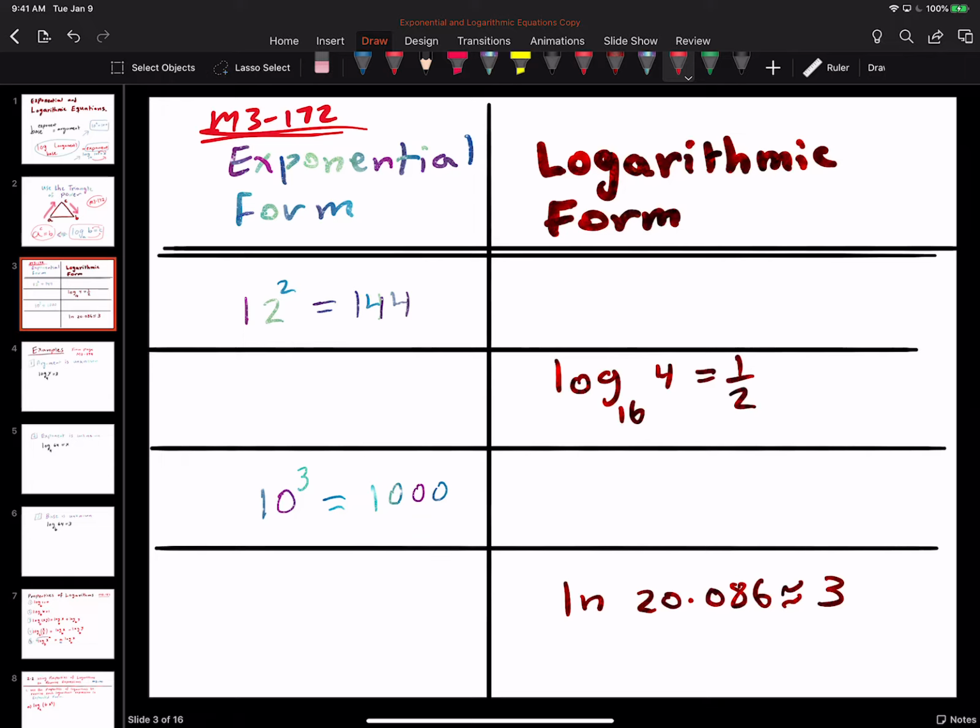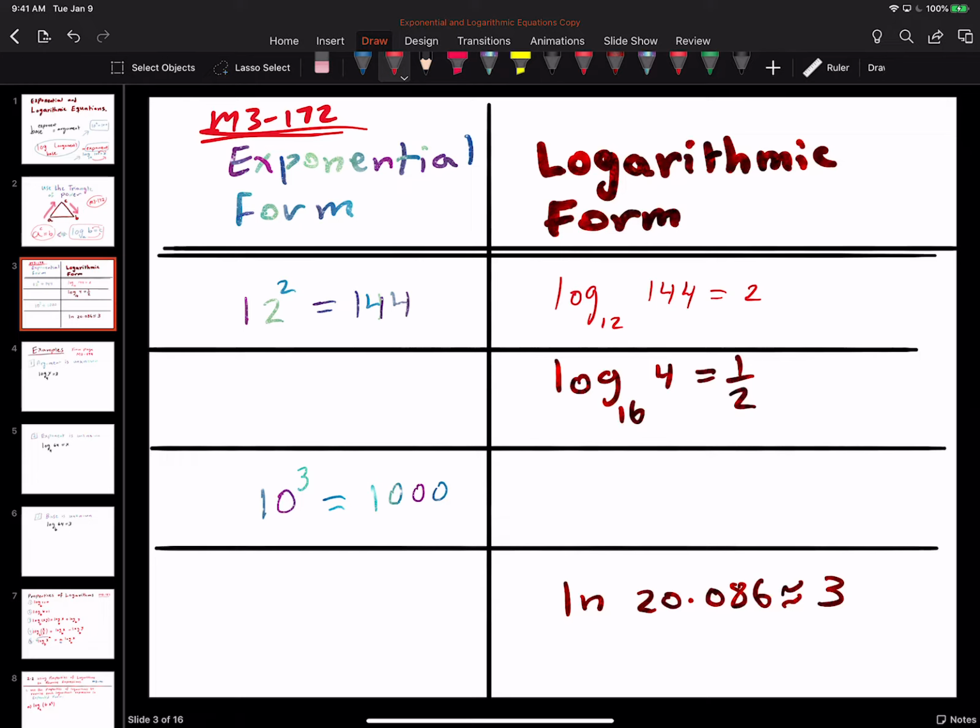On the left, I have 12 to the power 2 equals 144. To write this in logarithmic form, we start with log. The base is 12, so we write 12, and we leave some space here. If you want to read it as a power, 12 to the power 2 equals the argument, which is inside: 144.